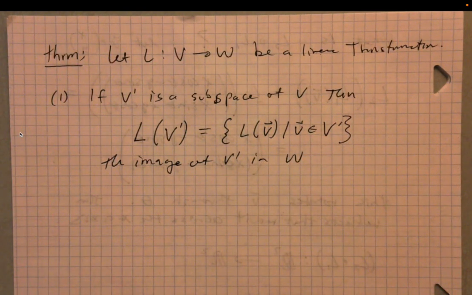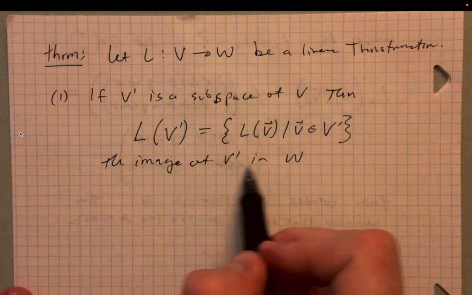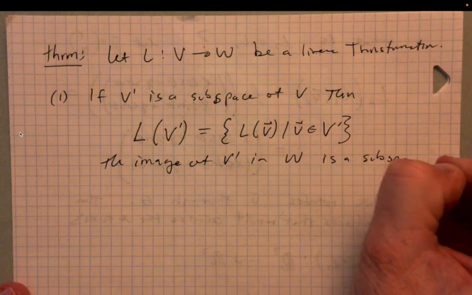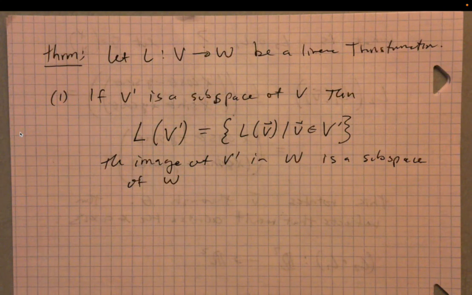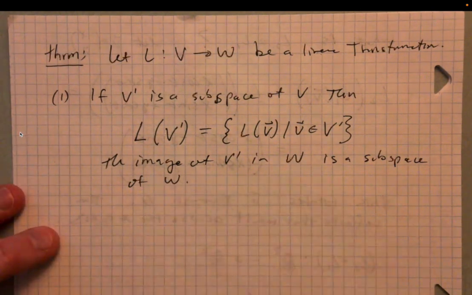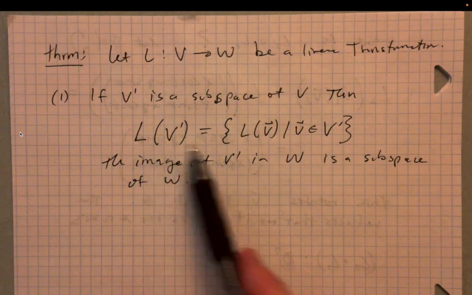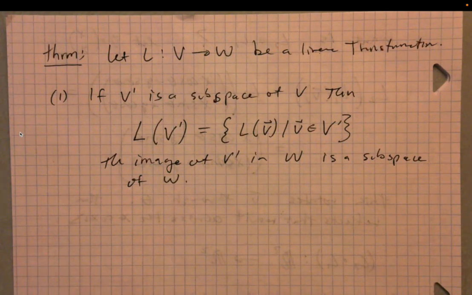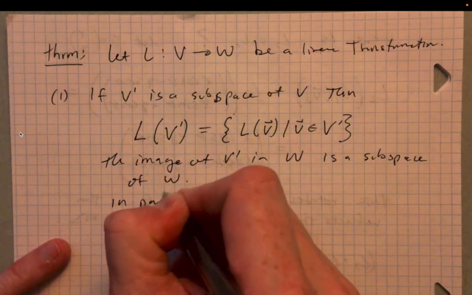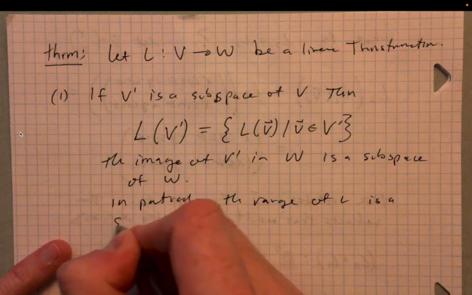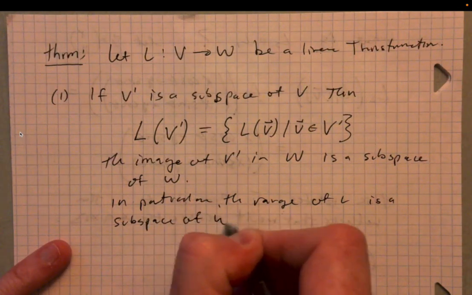Okay. So if V prime is a subspace of V, then the image of V prime in W is a subspace of W. And so I guess in particular what you'd say is that the range of L is a subspace of W.